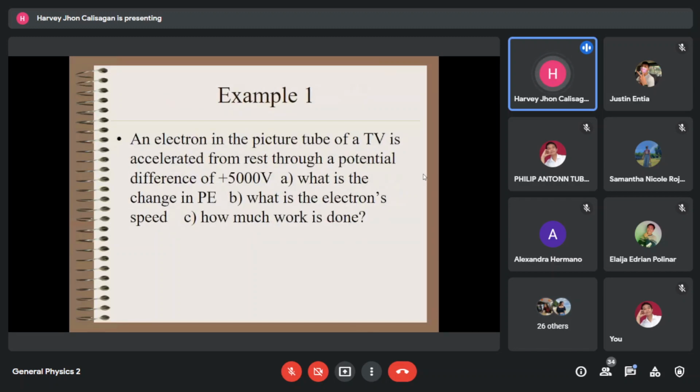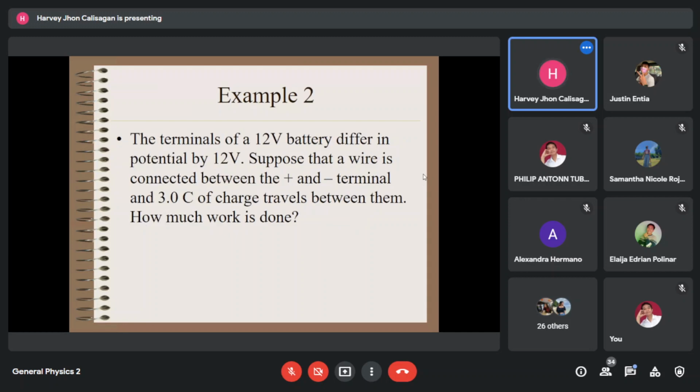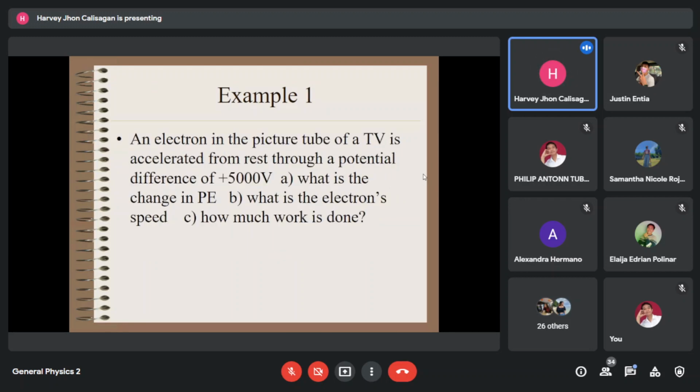Okay, so let's have number 1. What will be the change in the potential energy if we have a voltage of positive 5,000 volts? And what is the electron speed? Okay, so we're talking about the charges. So what could be the answer and how much work is done?